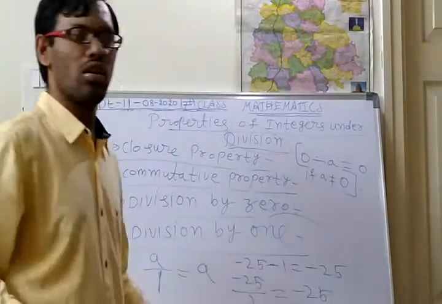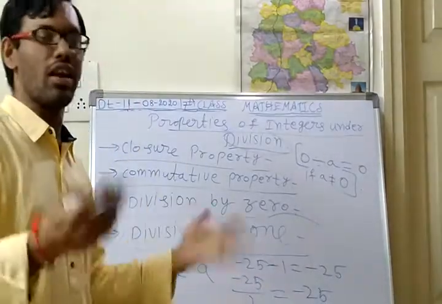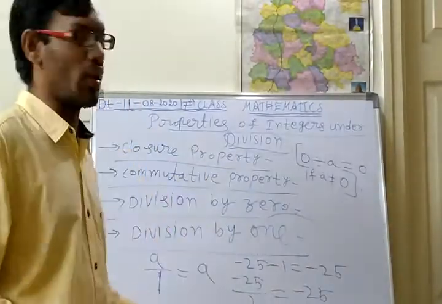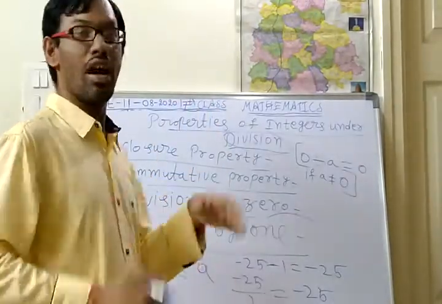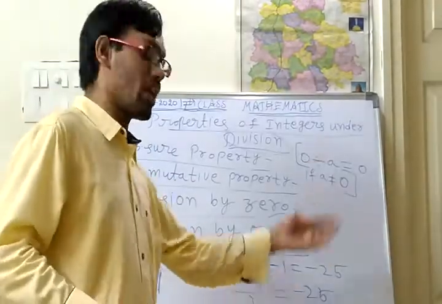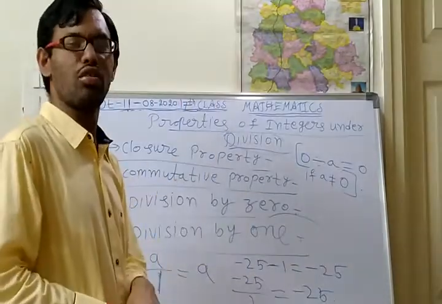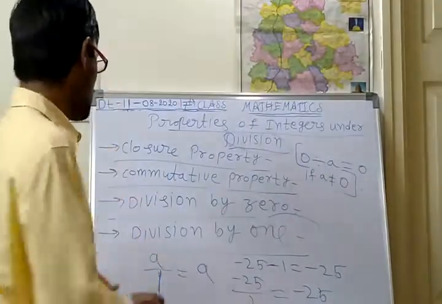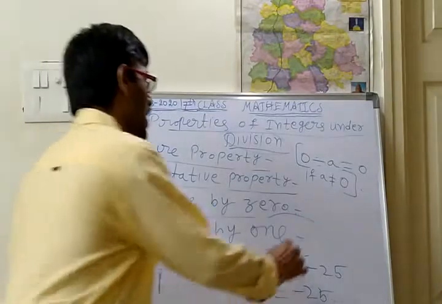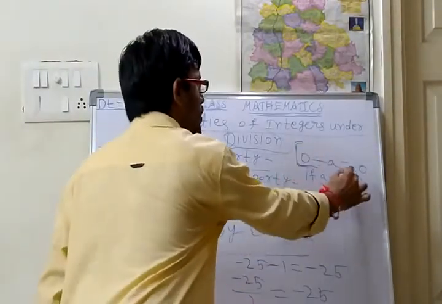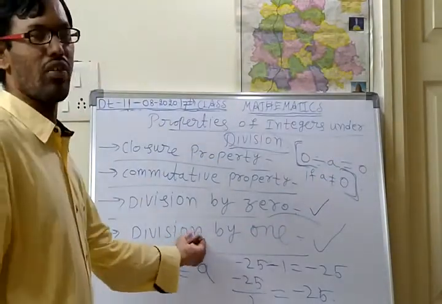Minus 25 by 1 is minus 25. 100 by 1 is 100 only. 1000 by 1 is 1000 only. Minus 1 lakh by 1 means minus 1 lakh only. Minus 1 crore divided by 1 means minus 1 crore only. Like that, any number by 1 is that number only, whatever we have taken. So division by 1 is satisfying. Division by 0 is satisfying with a condition, but division by 1 is satisfied always, 100%.